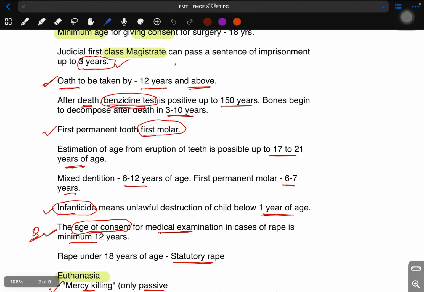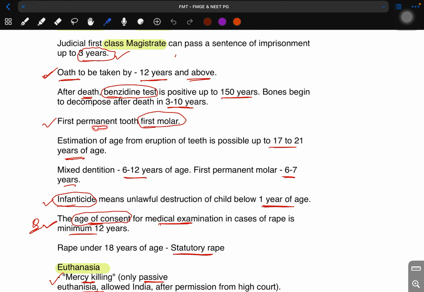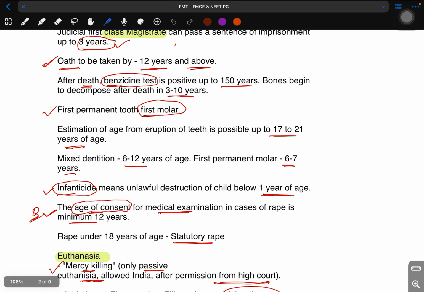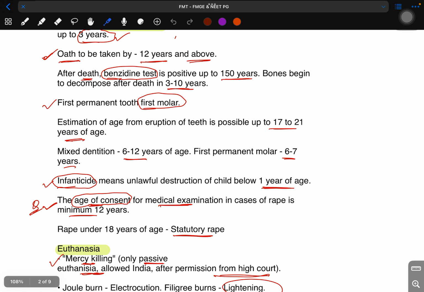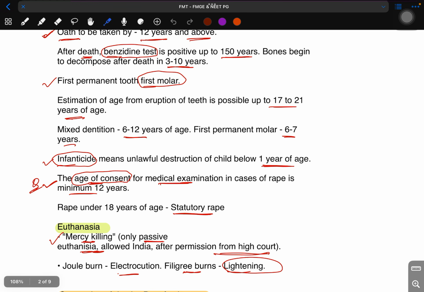After death, benzidine test is positive for up to 150 years and bone begins to decompose after death in 3 to 10 years. Which is the first permanent tooth? It's the first molar. So first molar is the first permanent tooth. Now we can estimate the age from eruption of teeth from 17 to 21 years of age. So for a dead person, suppose we have to estimate the age from the teeth, 17 to 21 years of age, we can estimate the age.